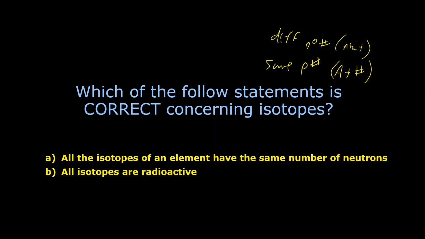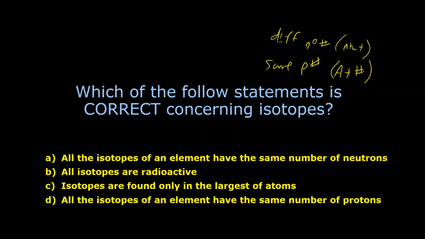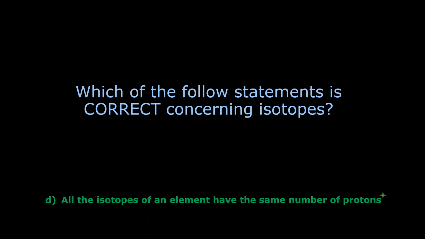All isotopes are radioactive. No, they're not. Some are, but not all. So that's not it. Isotopes are only found in large atoms? Nope, that's not true either. In fact, our example in my lectures was hydrogen, which is the tiniest of all the atoms. If hydrogen has isotopes, then it doesn't have anything to do with the size of the atom. None of those are correct so far, so hopefully the last one is. All the isotopes of an element have the same number of protons. That is true, and we even wrote that down right there. They all have the same number of protons. Got it. Wonderful. Where'd you go again?